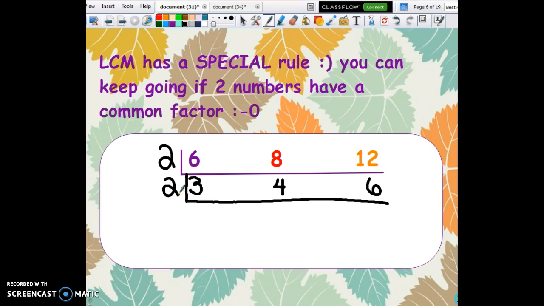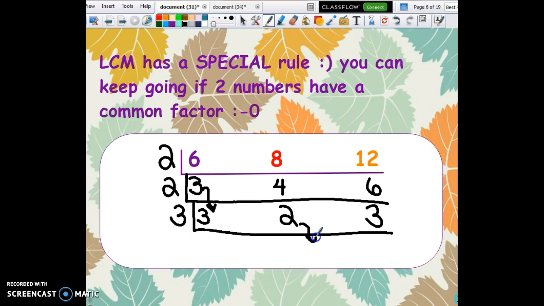Since 3 is not a part of this, 3 is going to the party alone, and he's just going to be a tag along. And I'm going to go ahead and do 4 divided by 2 is 2, and 6 divided by 2 is 3. Now I'm going to make another birthday layer, because 3 and 3 here have a common factor of 3. And 2 is just going to tag along. 3 divided by 3 is 1, and 3 divided by 3 is also 1.